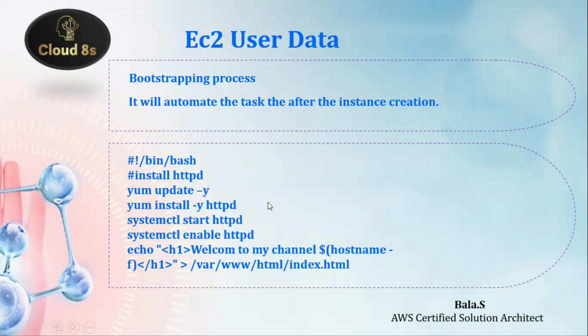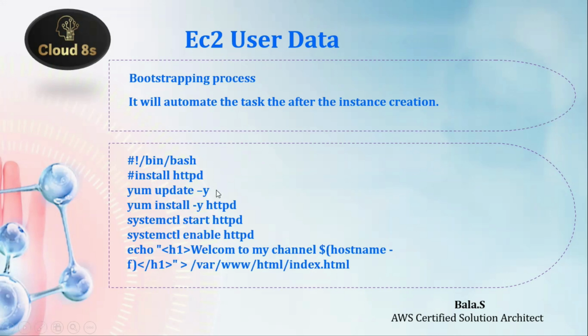So basically, these are Linux commands. Here we are going to install the HTTPD service using the yum utilities. Along with that, we are going to enable those services using systemctl. Then we are going to add the "welcome to my channel" content in the index.html along with the host name. This is the way we post this user data into the user data section.